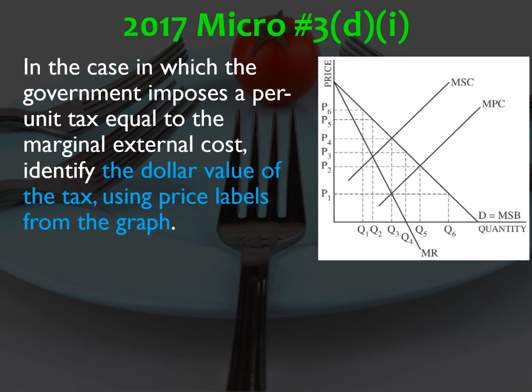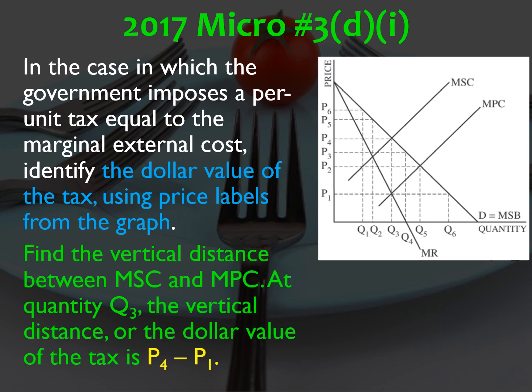D1, in the case in which the government imposes a per unit tax equal to MEC, identify the dollar value of the tax using price labels from the graph. So you're looking at the vertical distance between MSC and MPC, and at Q3, which is the profit maximizing quantity, that difference is P4 minus P1.